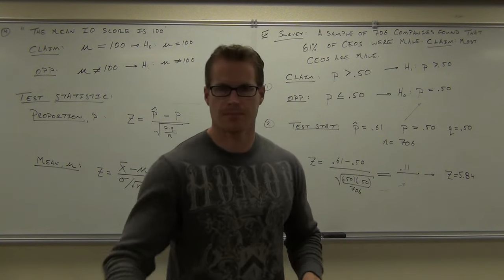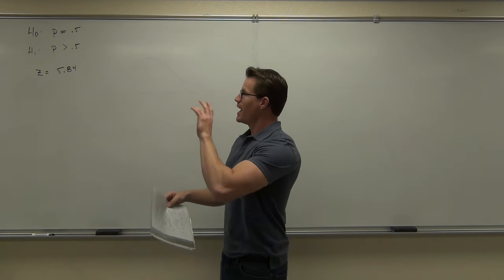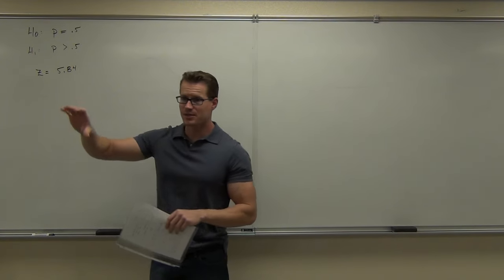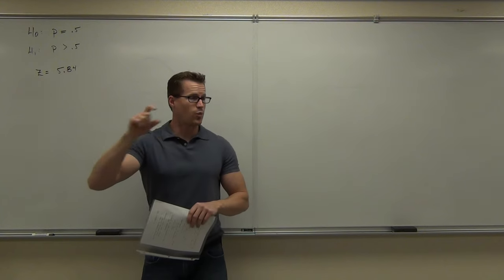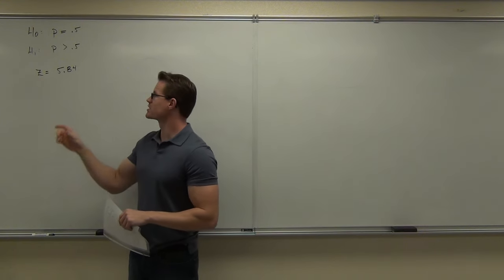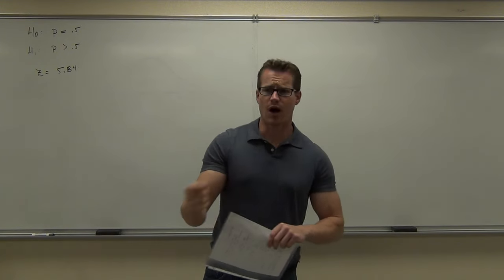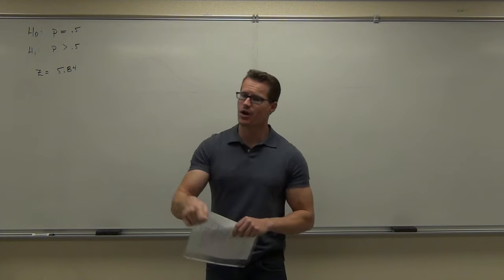Okay, so from last time, we have already stated our claim. We stated the opposite of the claim. That's always your first step. We made one of them h sub 0 and one of them h sub 1. Of course, the h sub 0 has the equality. The h sub 1 doesn't. It has this thing that doesn't have the equality. It could be either the claim or the opposite, depending on how the statement is worded.